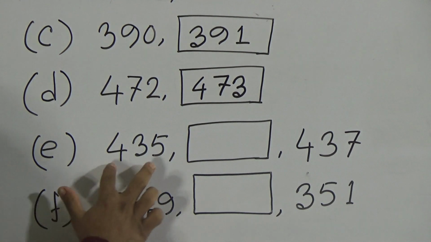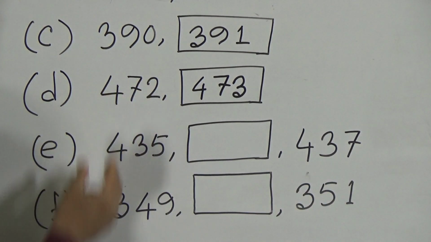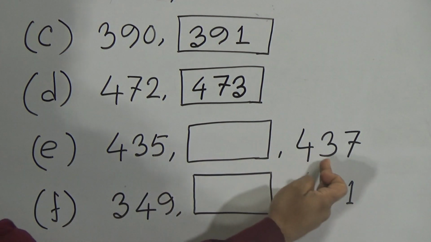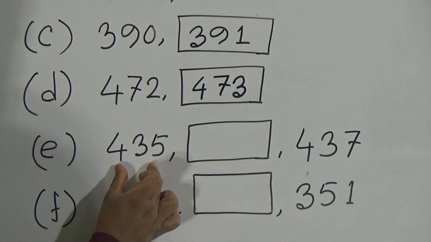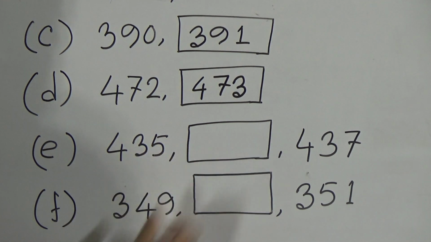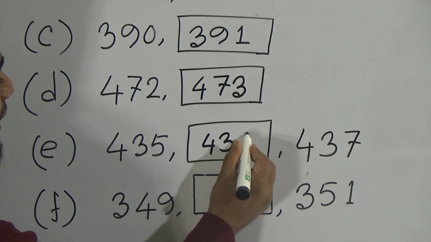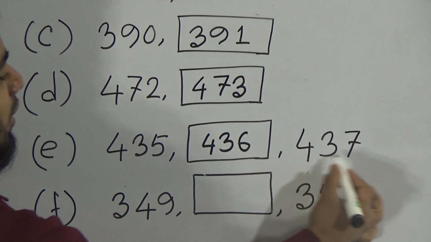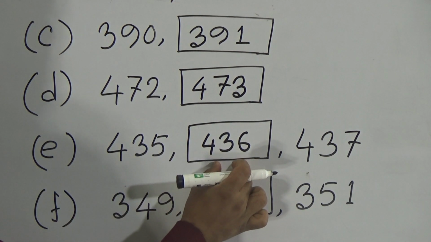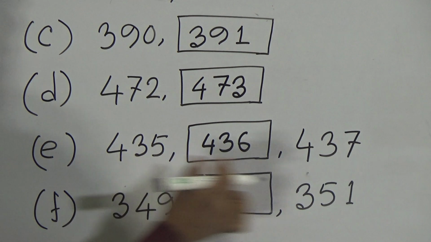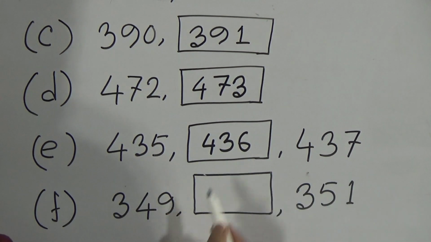Now 435 and 437 are given, and we already learned how to write the after number and the before number. After 435, which number comes? It is 436. And look, before 437, 436 comes. That means 436 comes between 435 and 437. So our answer will be 436.